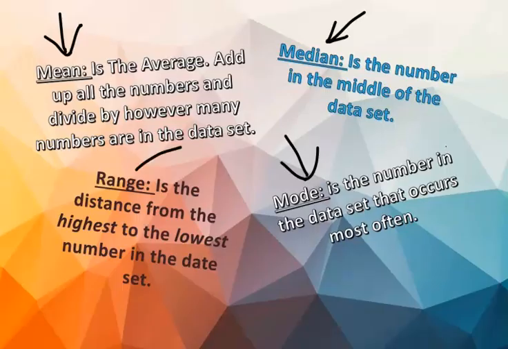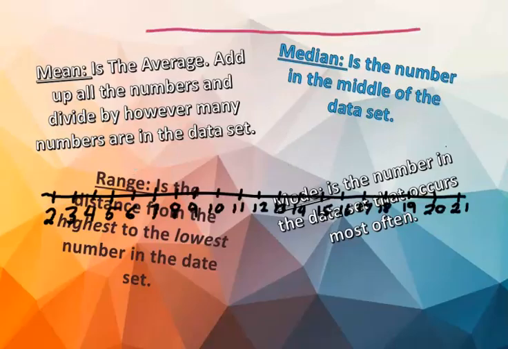And then the range is the distance from the highest to the lowest number. So you find the highest number in the data set and subtract the lowest number in the data set, and that is your range. Draw a line plot to correctly display the data.